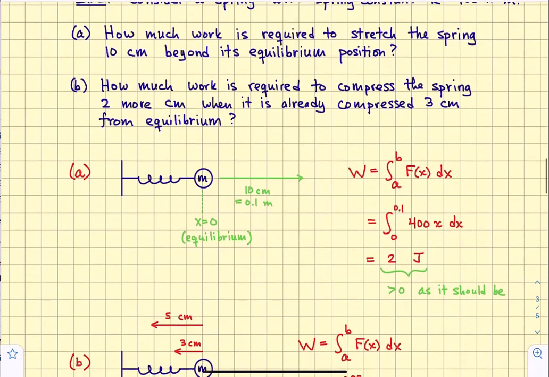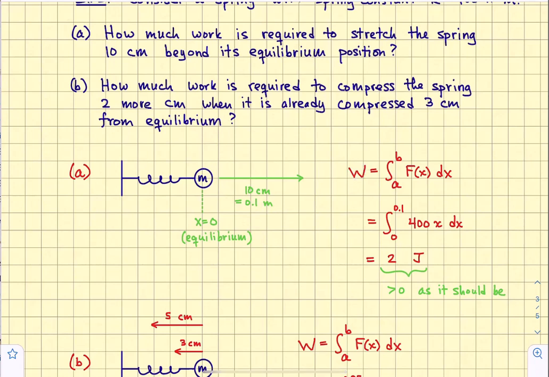Okay, so for the first, we can just visualize a diagram. Here we'll show the spring in its equilibrium position. We want to stretch the spring, so we'll move it out to the right. We want to stretch it 10 centimeters. Hooke's law tells us the restorative force due to the spring is minus k times x, so the force we have to overcome is just k times x. Our k here is 400. And for our units to be consistent, x needs to be measured in meters, so we will rewrite 10 centimeters as 0.1 meters.